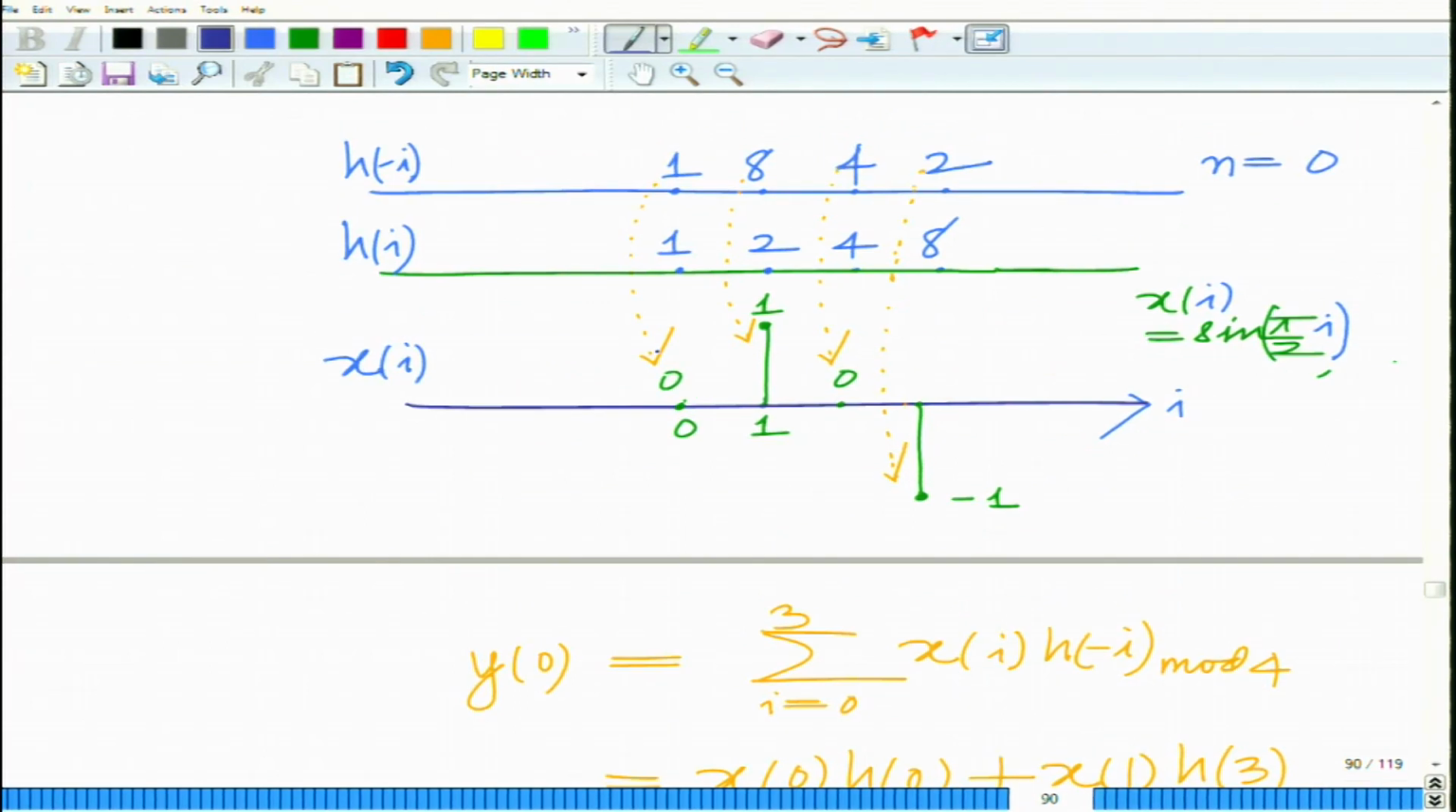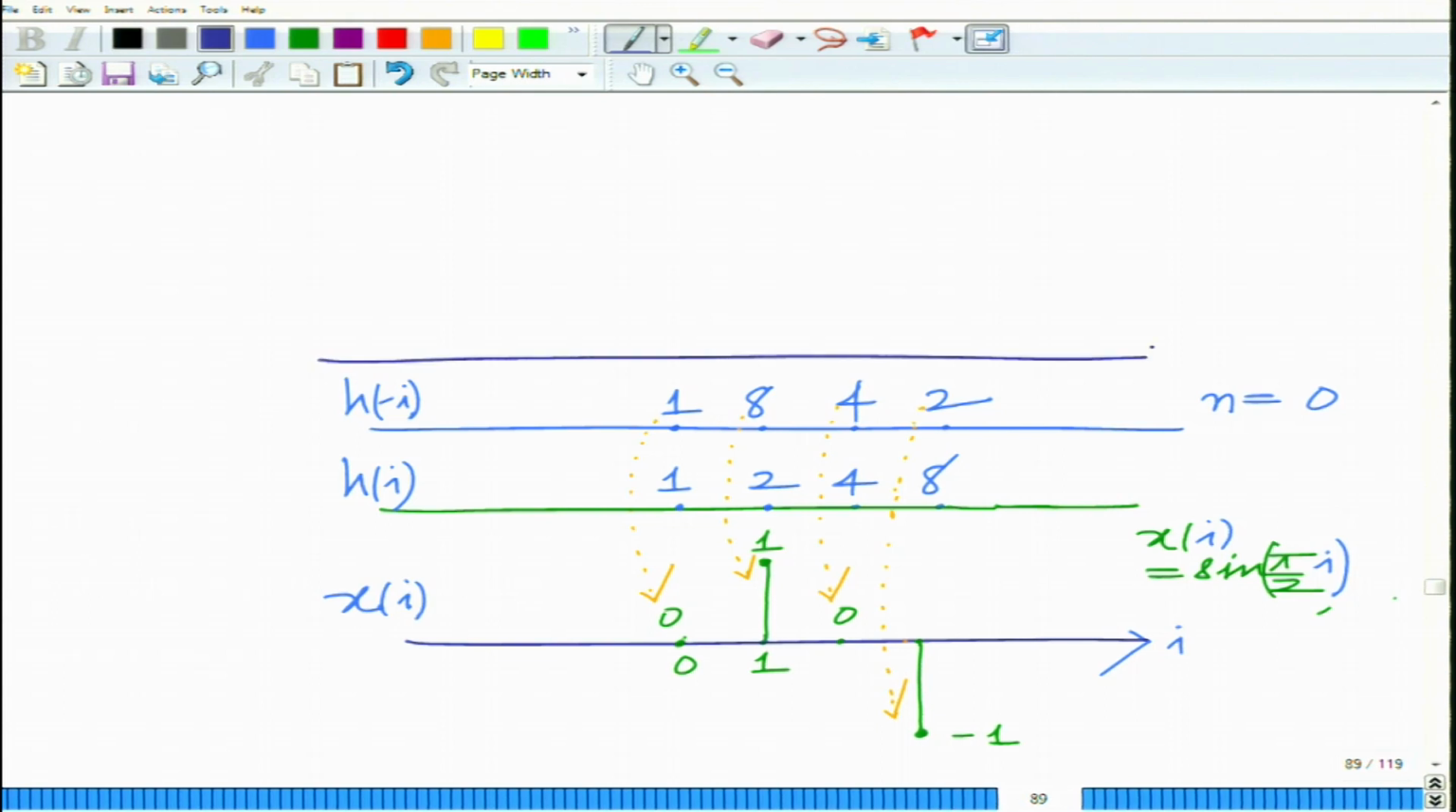Okay, and that is what you get from the figure also, that is 1 into 0 plus 8 into 1 plus 4 into 0 plus 2 into minus 1. Okay. Now, similarly, what happens in the next time instant? Next time instant, n equal to 1, you will have h of 1 minus i. So, h of 1 minus 0, that will be h of 1, that is 2. h of 1 minus 1, that is h of 0, that will be 1. h of 1 minus 2, that will be h of minus 1 modulo 4, which is h of 3. So, that will be 8, and h of 1 minus 3, h of minus 2 modulo 4 is h of 2. So, that will be 4.